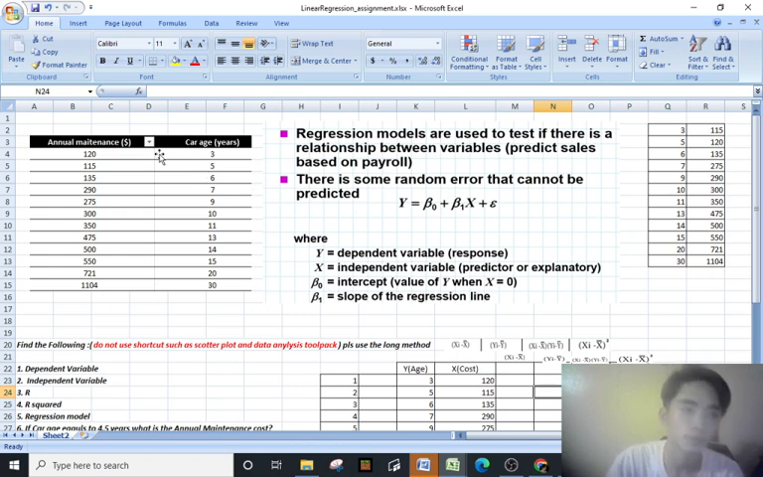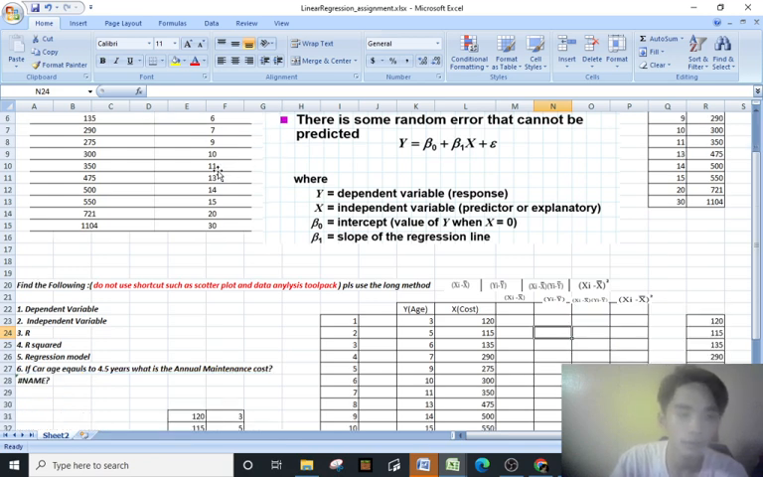First is the annual maintenance in dollars, then the car age in years. To study the data set, I'm going to find first the dependent variable, second the independent variable, third the r, fourth the r squared, fifth the regression model, and sixth, when the car age equals 4.5 years, what is the annual maintenance cost?